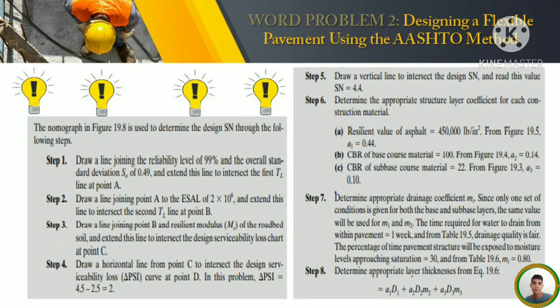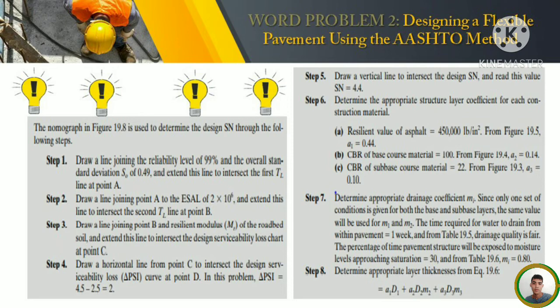Step 7, we're going to determine the appropriate drainage coefficient. Since only one set of conditions is given for both the base and sub-base layer, the same value will be used for m sub 2 and m sub 3. The time required for water to drain from within the pavement is equal to 1 week, and from table 19.5, drainage quality is fair. The percentage of time the pavement structure will be exposed to moisture levels approaching saturation is 30, and from table 19.6, the m sub i is equal to 0.80.